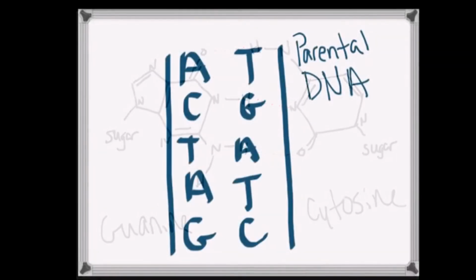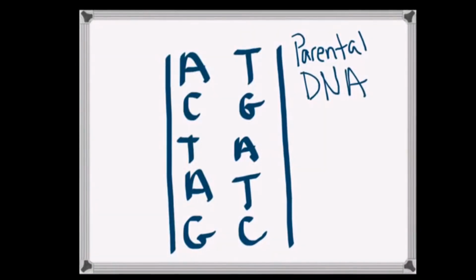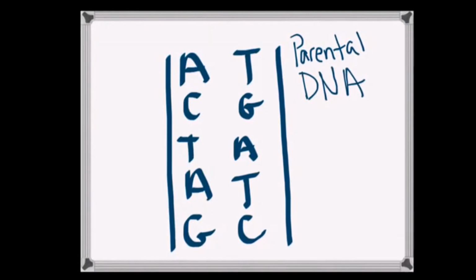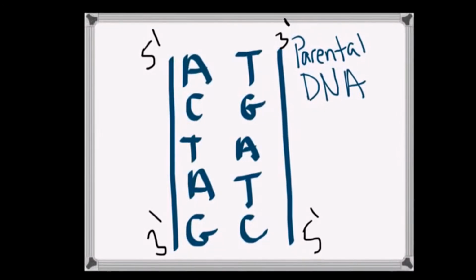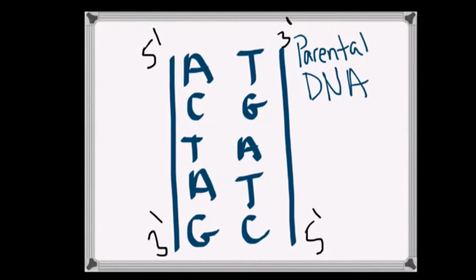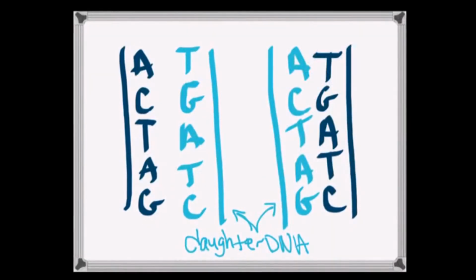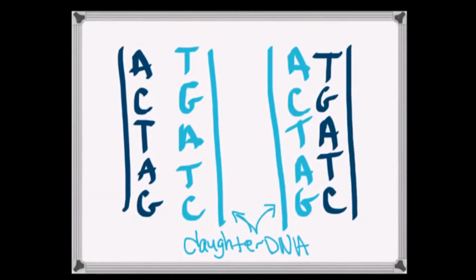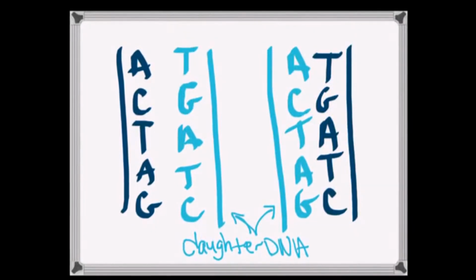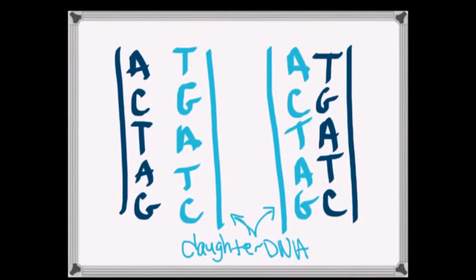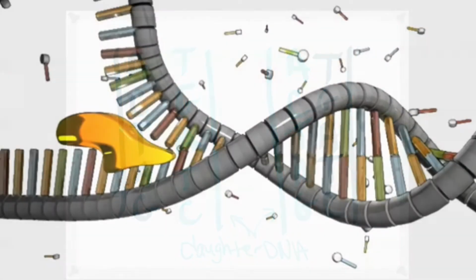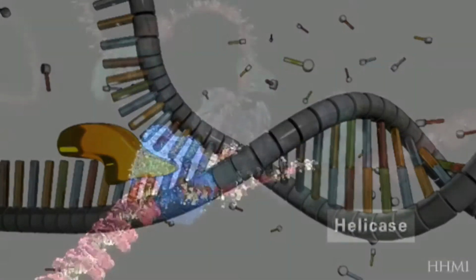DNA runs in an antiparallel direction. This is because the parental DNA, otherwise known as the original strand, runs in a 5' to 3' direction. The complementary strand, or daughter DNA, runs in a 3' to 5' direction so it can match up correctly with the parental strand. DNA replication begins with the enzyme helicase.